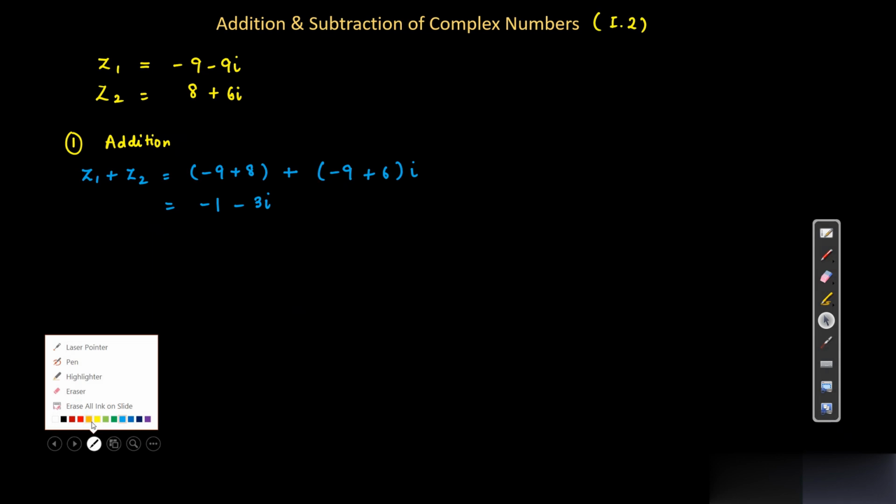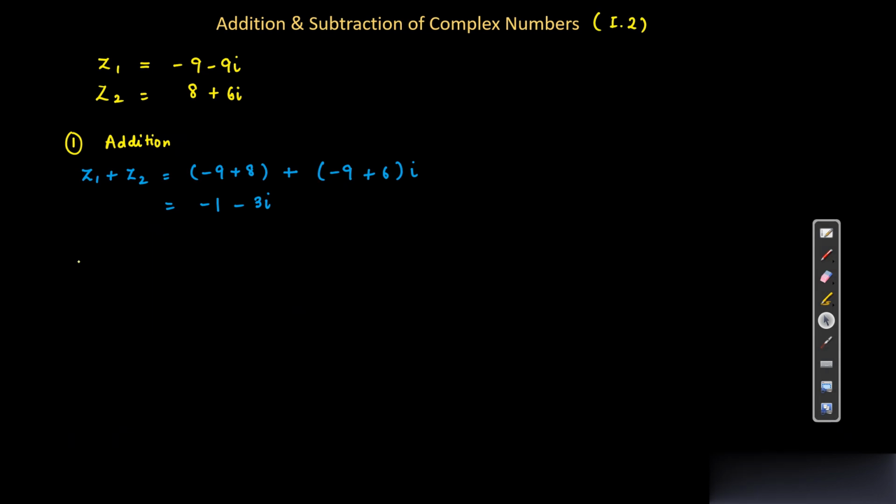Similarly, we'll do subtraction. Now subtraction. Let's say you want to find out, let's do Z2 minus Z1 now. So first I will write Z2, which is 8 plus 6i, minus Z1, which is -9 minus 9i.